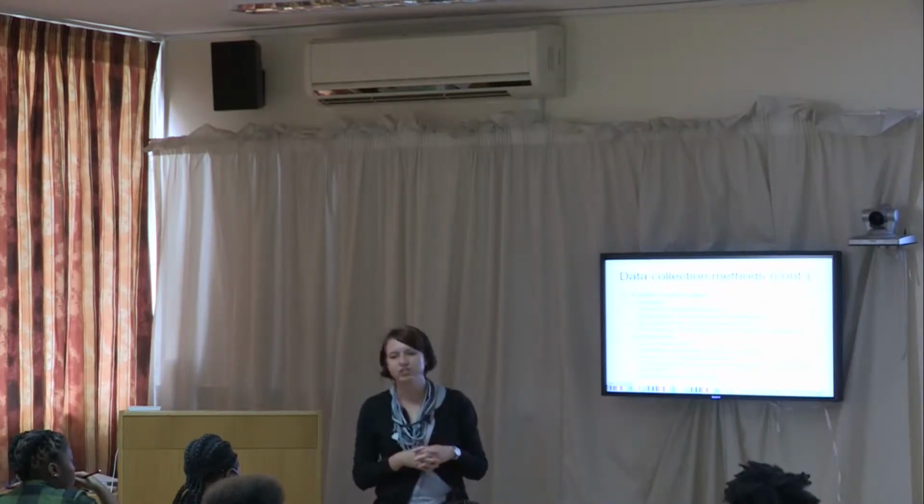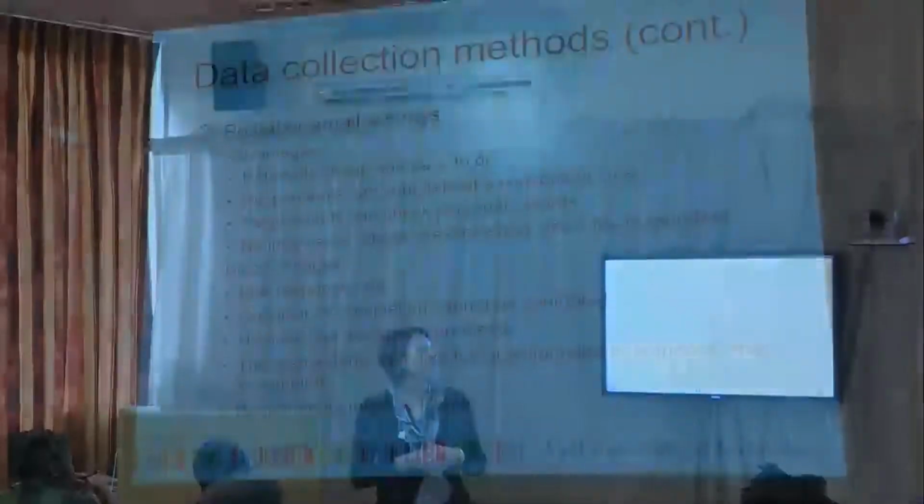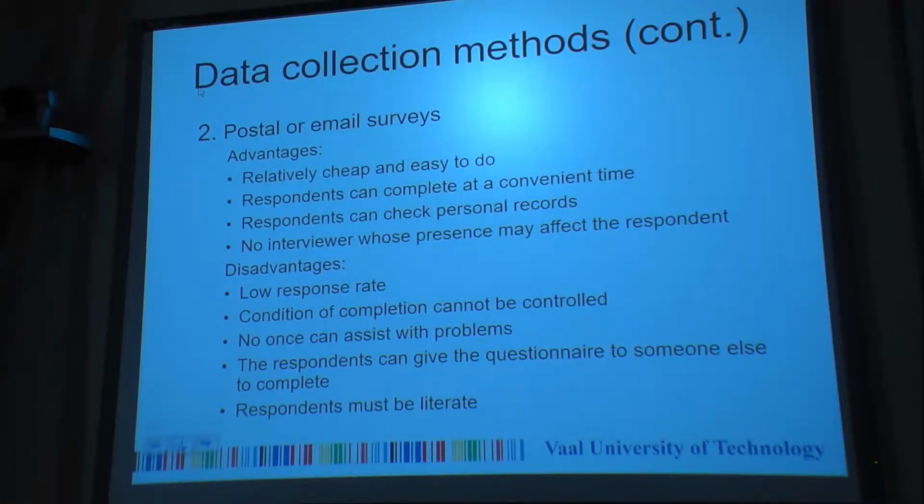Respondents are not pressured to do it now, but that can also be a problem. I'll explain now. Respondents can check personal records. They can check what they've already completed and what they've answered at the different questions, and there's no interviewer who's present who can interfere with the process. So there's no bias. It's an objective process because the interviewer is not present to interfere or influence the answers that respondents make.